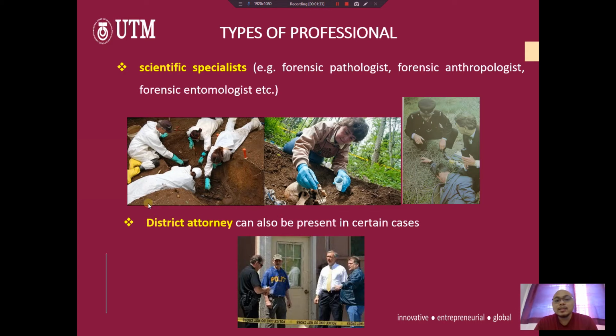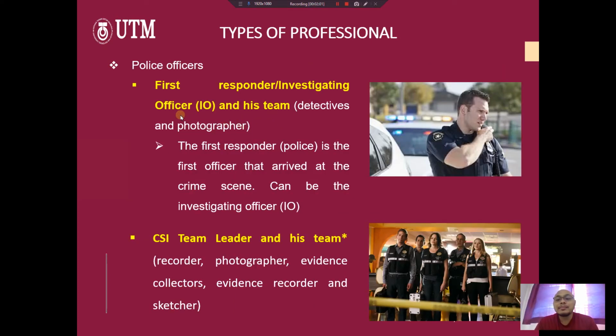The next type of professional is the district attorney. The district attorney can also be present in certain cases, mostly high profile cases or serious cases when the presence of the district attorney is required, but it's not necessary for every case. The same goes for the scientific specialist. For every case, the important professionals are the first responder, the investigating officer, and also the CSI team, the crime scene investigation team.